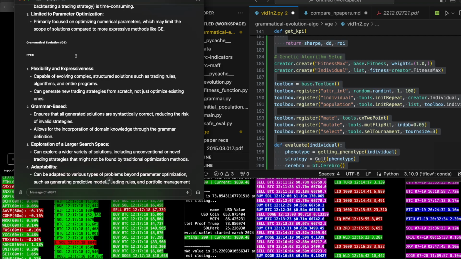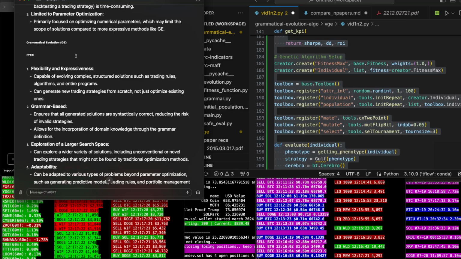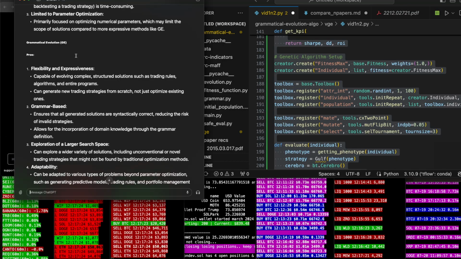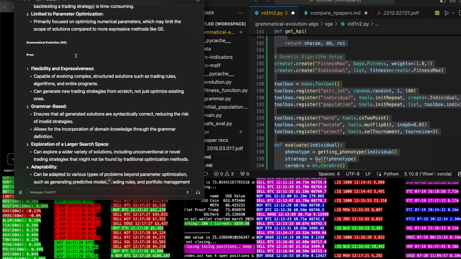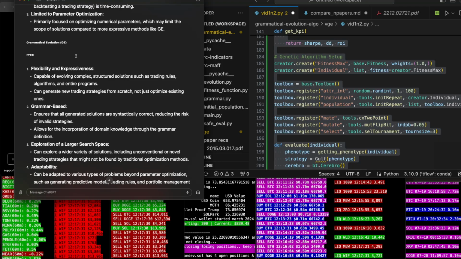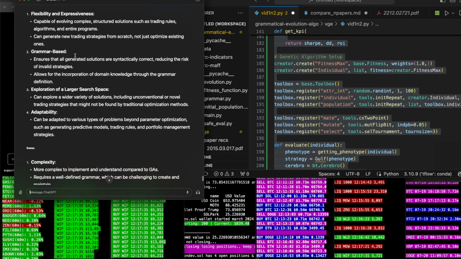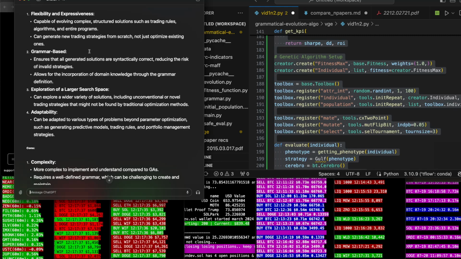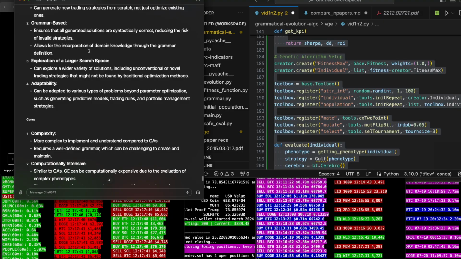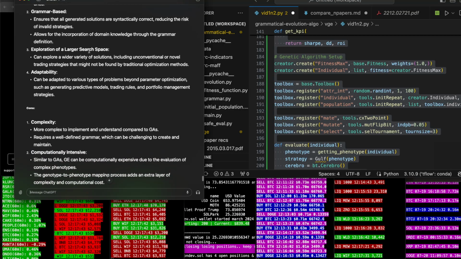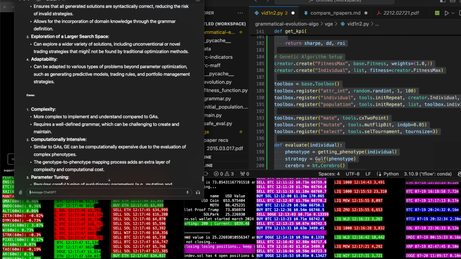Grammatical evolution. Flexibility and expressiveness, capable of evolving complex structured solutions such as trading rules, algorithms, and entire programs. Can generate new trading strategies from scratch, not just optimize existing ones. Grammar-based, ensures that all generated solutions are syntactically correct, reducing the risk of invalid strategies, and allows for the incorporation of domain knowledge through the grammar definition.